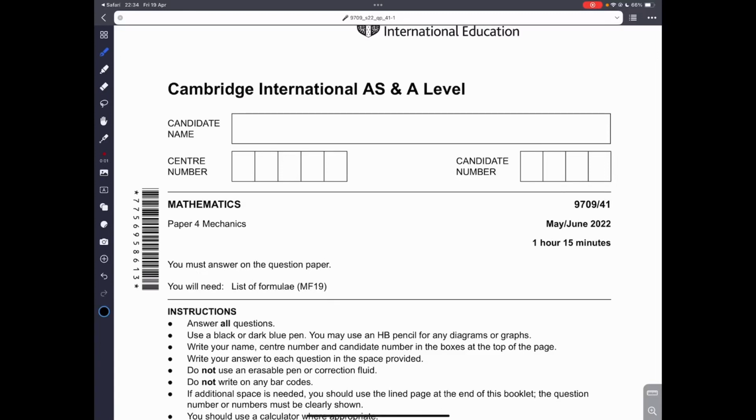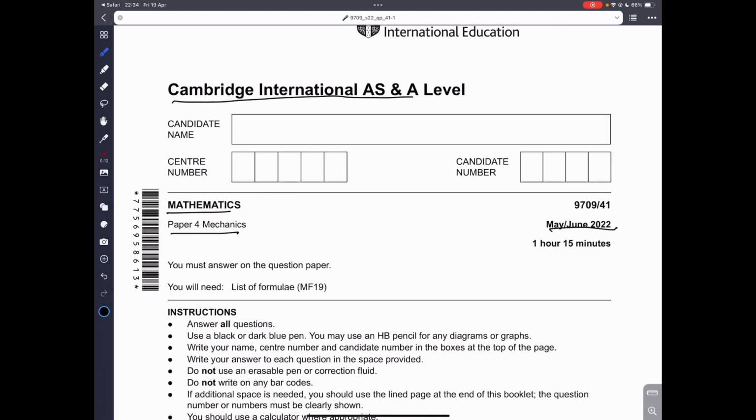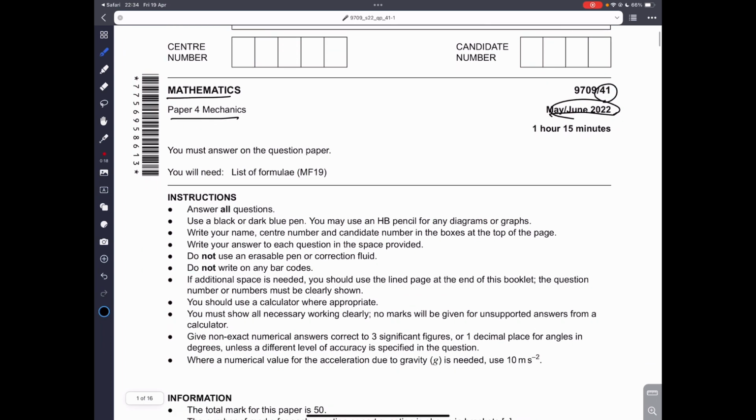Hello everyone, welcome back. Today we are going to be doing Cambridge International AS and A-Level Mathematics Paper 4 Mechanics. This is the May June 2022 series. This is the 4.1 version. Okay, so let's get started.